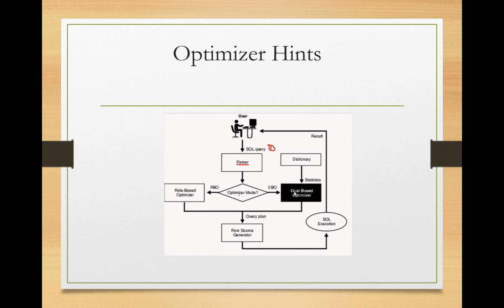Then the optimizer will check whether this query has a previous execution plan or not. It will go for cost based optimization. That means it will check in the dictionary. So if you are running any query, how to execute that?